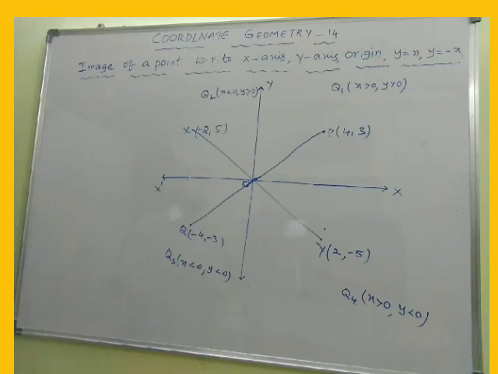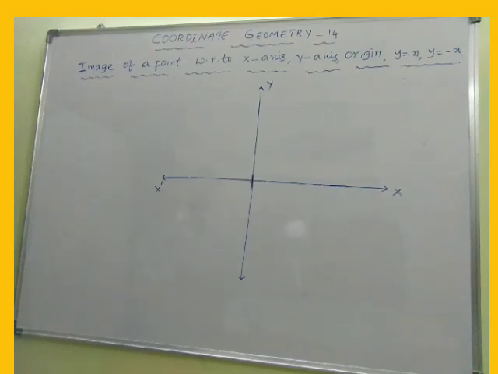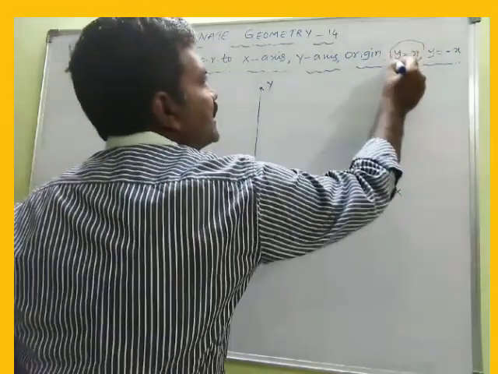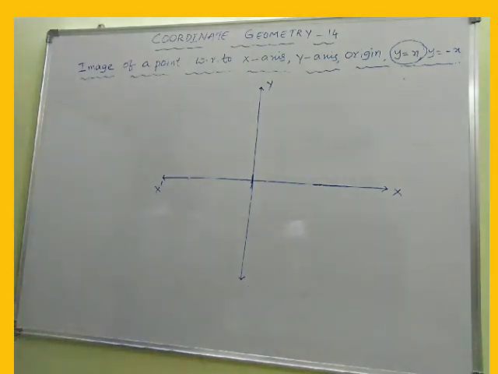See how beautiful this is. Now we need to find the image with respect to the lines y is equal to x and y is equal to minus x. So now let us concentrate on the line y is equal to x. First of all, we want to know the graph of the line y is equal to x.